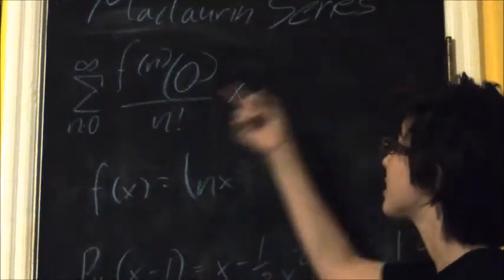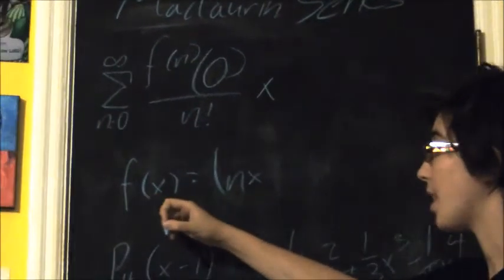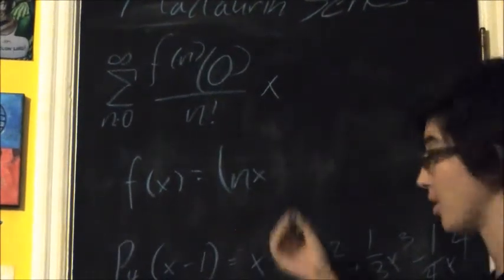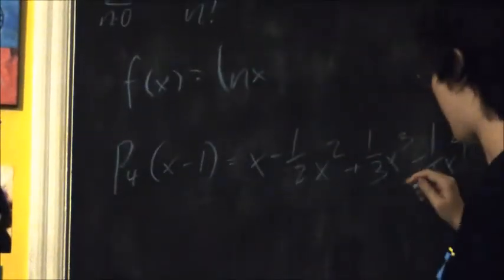So now we're doing the Maclaurin series for f of x equals ln of x, which we've already done, and we know that it looks like this.